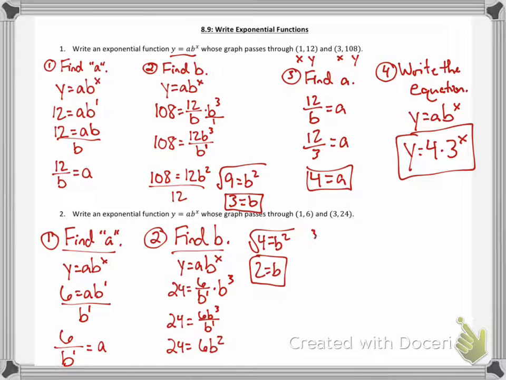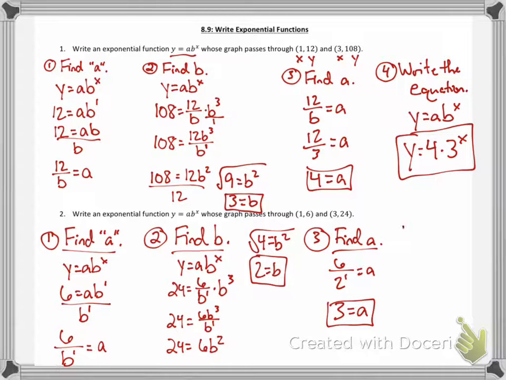Third step, once I find b, now I can actually go find a. So I have 6 over 2 to the first equals a. 6 over 2 to the first is the same as 6 over 2, which means the a value is 3.